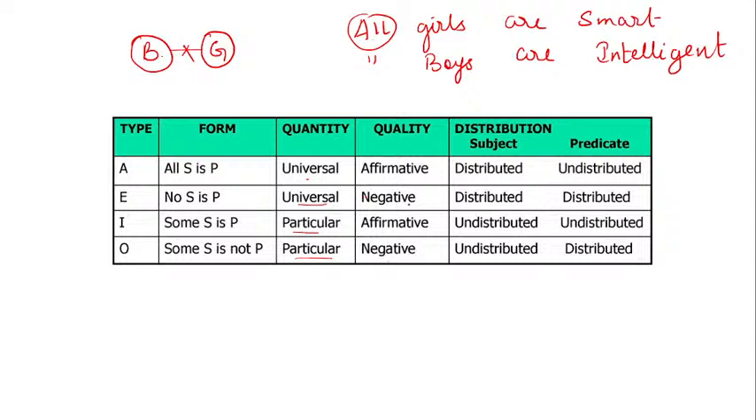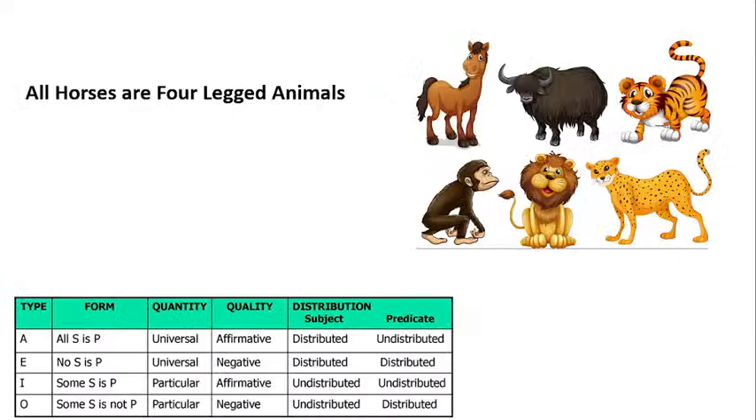And students, do attend the complete session. Don't skip the session in between because then you will get confused. I will also be telling you about the distribution of the subject and predicate. You might have heard of all these terms. What is distribution of subject and predicate in categorical proposition? We'll be seeing that in the next slide.